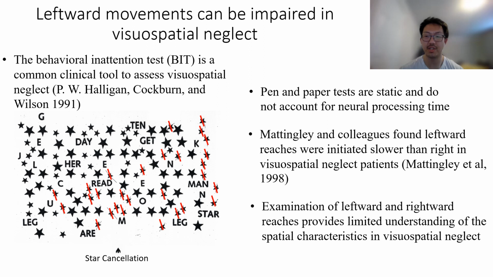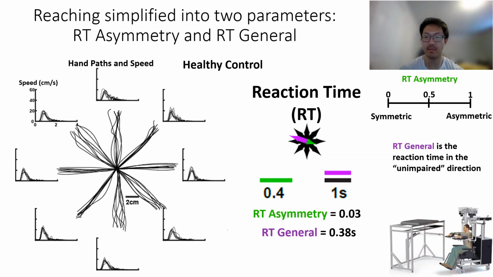Studies examining reach initiation have been used to better quantify impairment in processing time for individuals with neglect. This is a study by Mattingly and colleagues. They examined reach initiation in a group of individuals with visuospatial neglect and found that reaching towards stimuli on the left took longer than reaching towards the right. Although this finding provides further evidence of impairment associated with neglect, it is characterized by only left and rightward movements. We expand on previous work by examining multi-directional reaching.